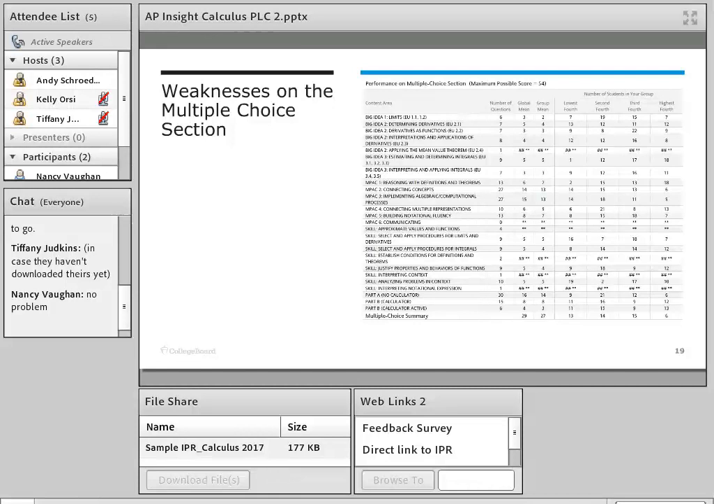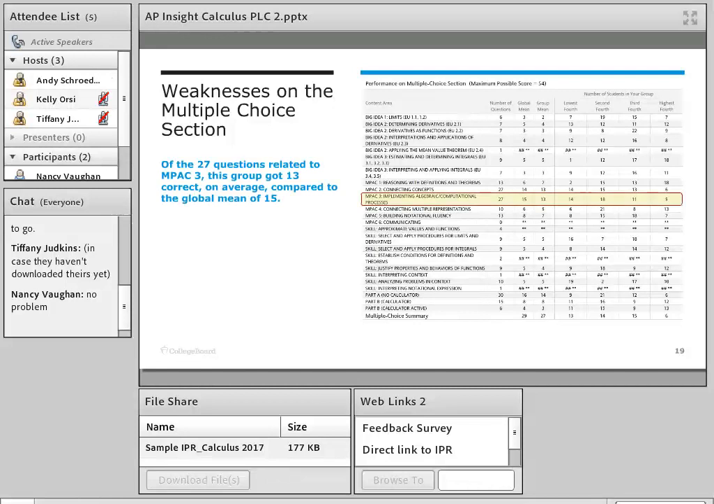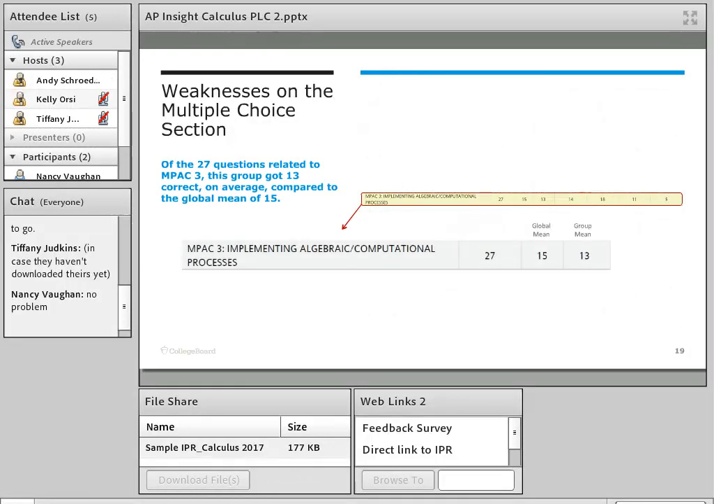Another area that I looked at was my multiple choice, and of course, again, I'll scan through my information. One particular area I saw was weak was 27 questions related to the MPAC 3. That's implementing algebraic and computational processes, and I noticed again the global mean was 15, mine was 13. Mine is below, and I certainly want to improve that.